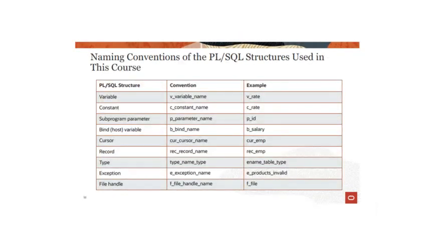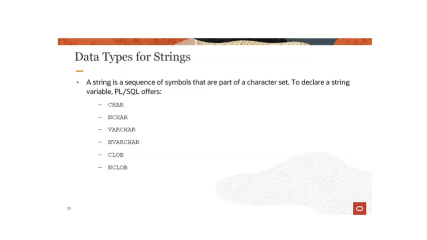The table in the slide displays some examples of the naming conventions for the PL/SQL structures that are used in this course. The data types that are prefixed with N are national character set data types, which means that they are used to store Unicode character data. CHAR maximum_length, base type for fixed length character data up to 32,767 bytes. If you do not specify a maximum length, the default length is set to 1 byte. NCHAR is a national character set variant of CHAR.